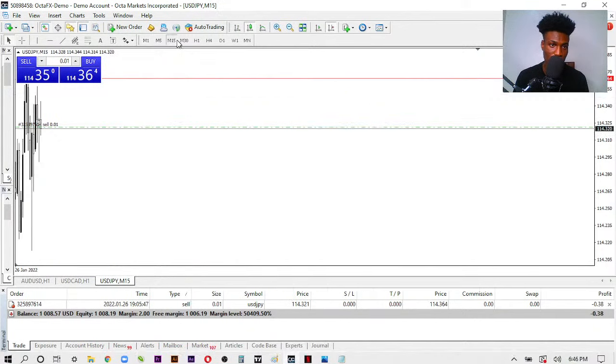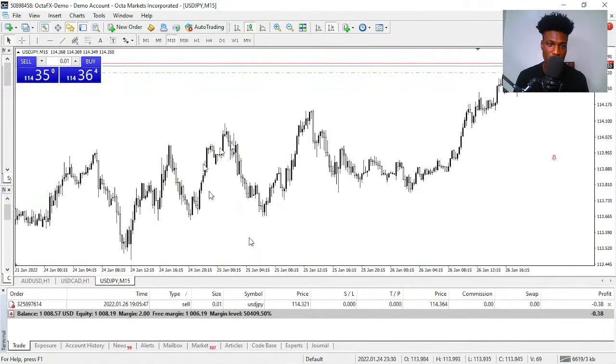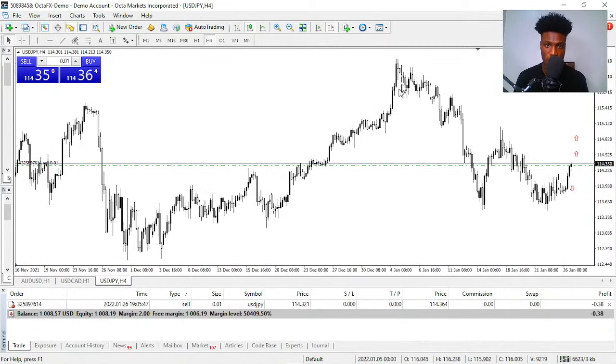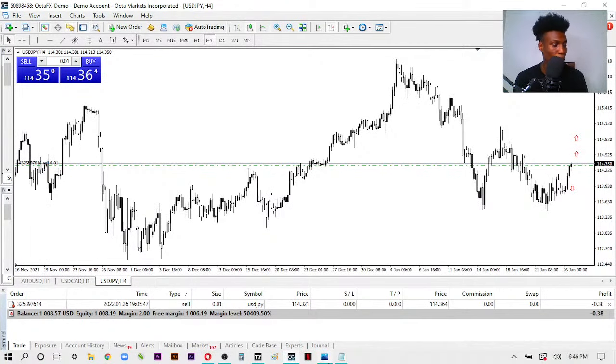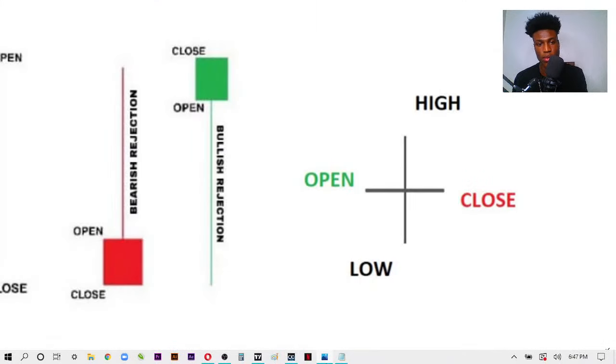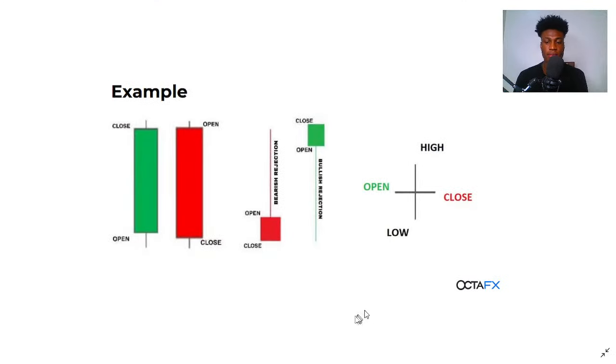So if you go to 15 minutes, it tells you that every candlestick here opened and closed within 15 minutes. The same thing for 4 hours. Every candlestick here opened and closed within 4 hours, and so on. Okay.